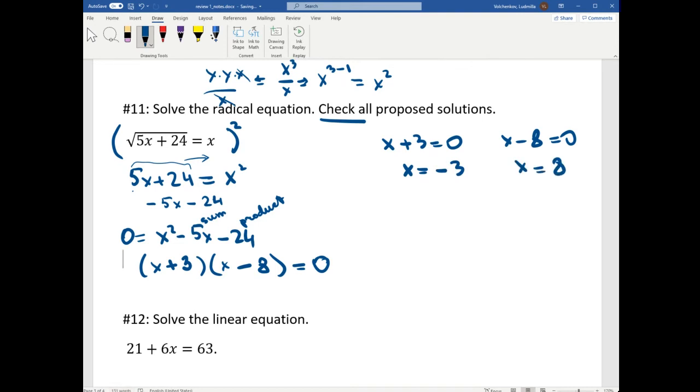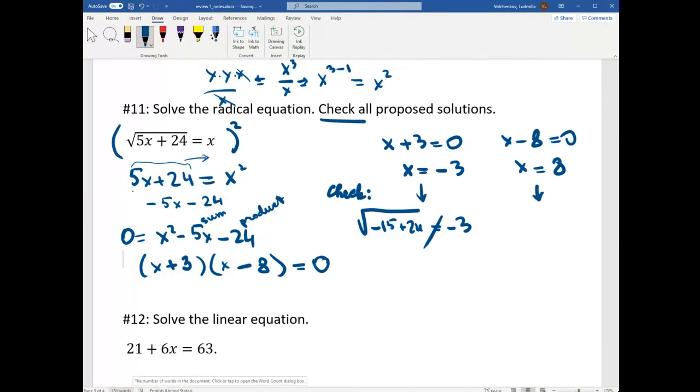And remember that we have squared the original equation, so we must check the solutions, each of them. So the first, square root of 5 times negative 3, negative 15 plus 24 equals negative 3. Okay, square root cannot be equal to a negative number. That's why it's not true.